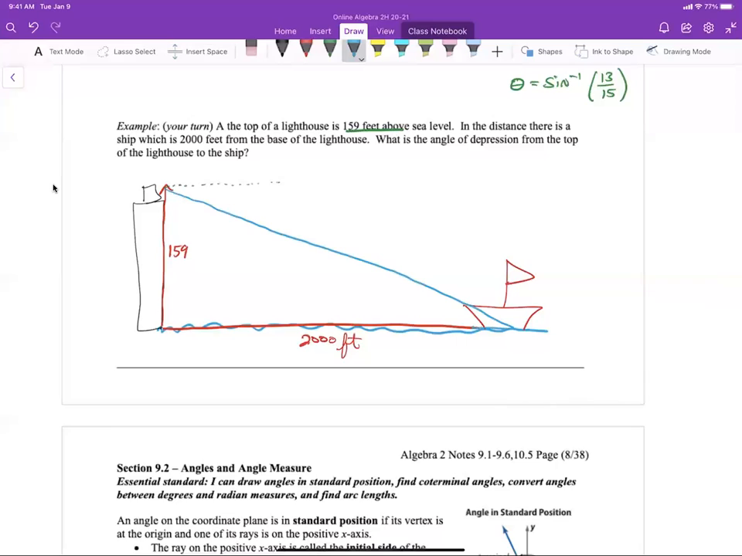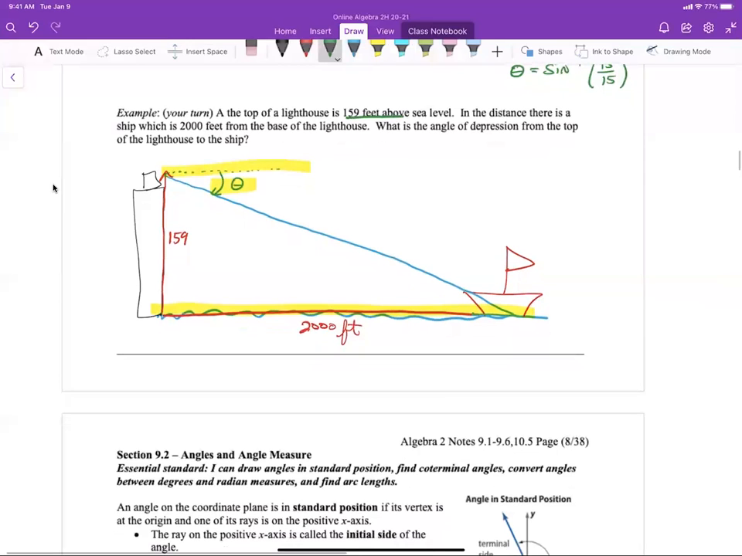Now there's my length, or my line. And where's the angle that they're asking for? Angle of depression is from beneath the horizontal. So they're asking for that theta right there. And I have a triangle, and that theta is not in that triangle. But based on some previous knowledge, this is parallel to the sea level, alternating interior angles, parallel lines, there's theta.